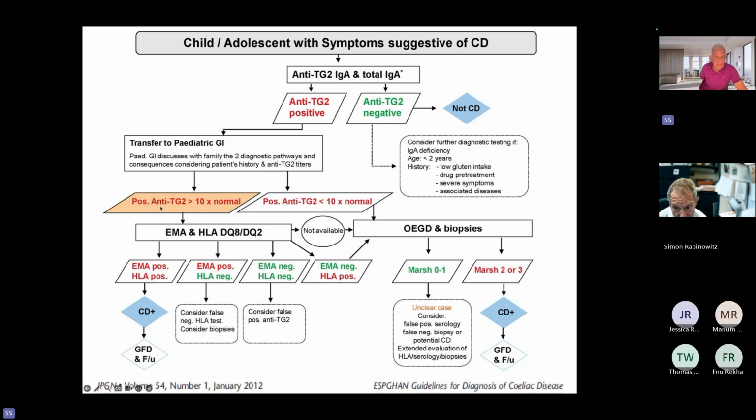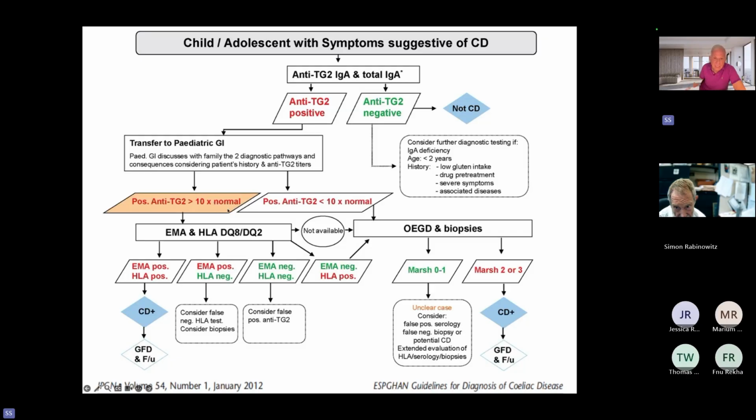If the positive anti-transglutaminase is greater than 10 times normal, they recommend an anti-endomysial antibody and HLA typing. If the endomysial antibody is positive and they're HLA positive, they have celiac disease, they put them on a gluten-free diet. If it's positive and they're HLA negative, consider a false test. Anti-endomysial antibody negative and HLA negative, false positive transglutaminase.